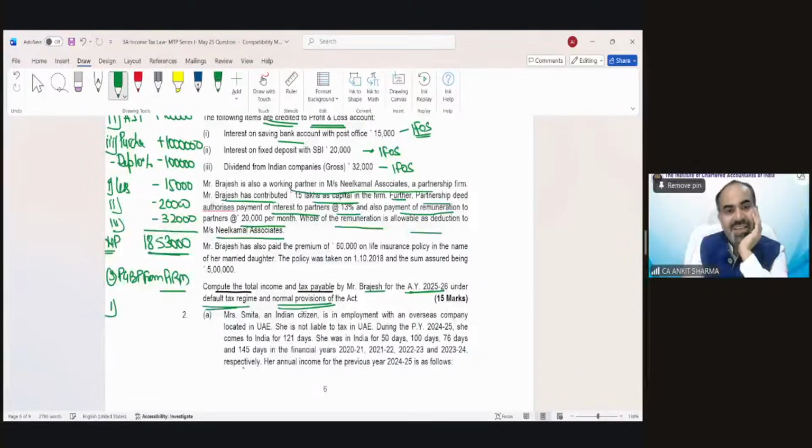So the question says that the salary was 20,000 per month. So it would be 2,40,000 and it has been fully allowed. The allowable portion is going to be taxed in the hands of the partner individually as business income. So 2,40,000 is going to be taxed, and interest has been paid at the rate of 13%. So the allowable interest would be only 12%. The 12% interest on 15 lakh of capital, which has been given in the question. The capital is 15 lakh. So 12% of it we can only consider as the allowable portion of interest.